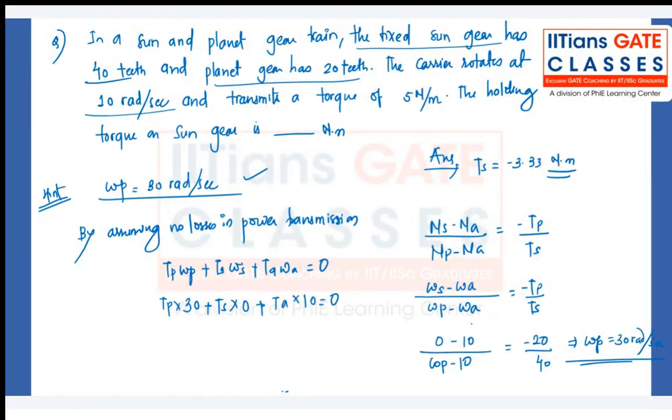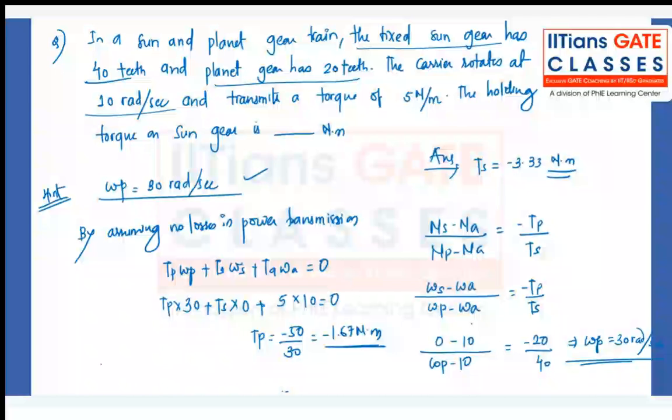First of all, the carrier rotates at 10 radian per second and transmits a torque of 5 Newton meter. So Ta is also known to you, that is 5 into 10. So from this we'll get Tp is equal to minus 50 by 30, which is minus 1.67 Newton meter. So this is your Tp, not the torque of the sun gear.